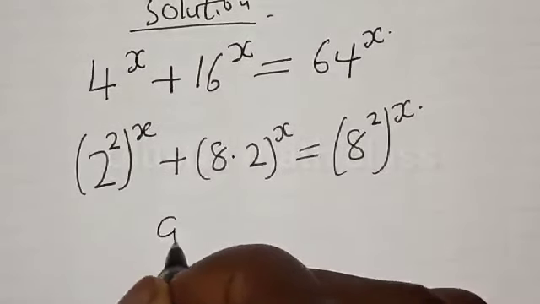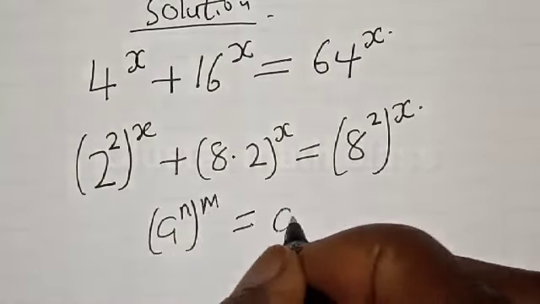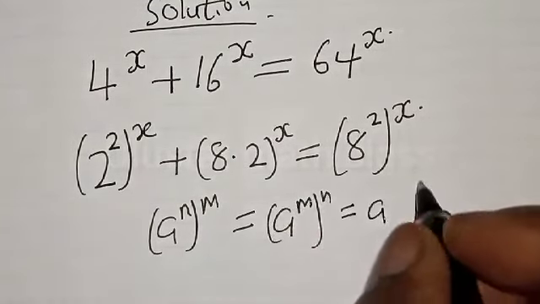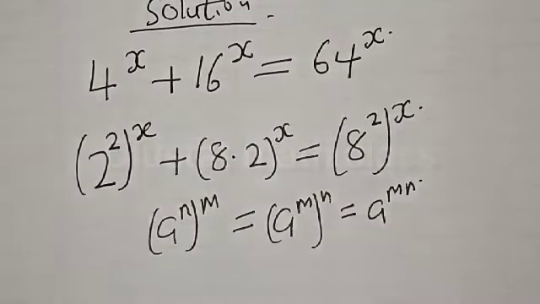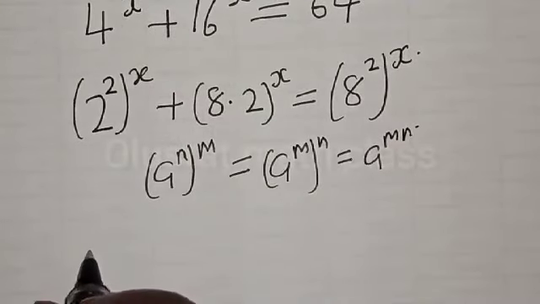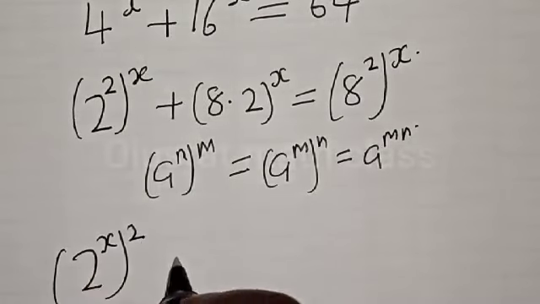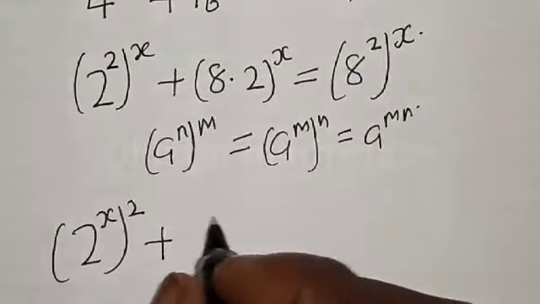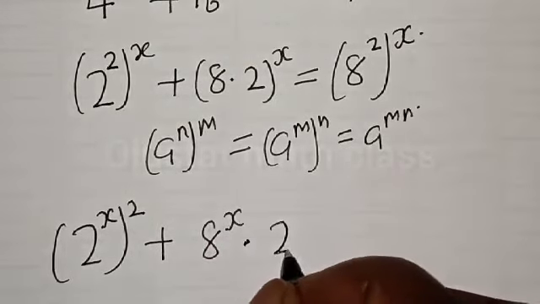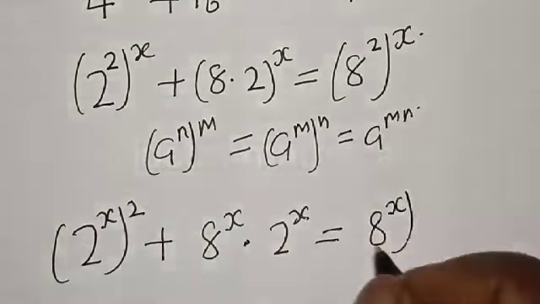Then remember, if you have a raised to power n raised to power m, it is the same thing as a raised to power m raised to power n, which is called a raised to power mn. Then this becomes 2 raised to power x squared plus 8 raised to power x multiplied by 2 raised to power x is equal to 8 raised to power x squared.